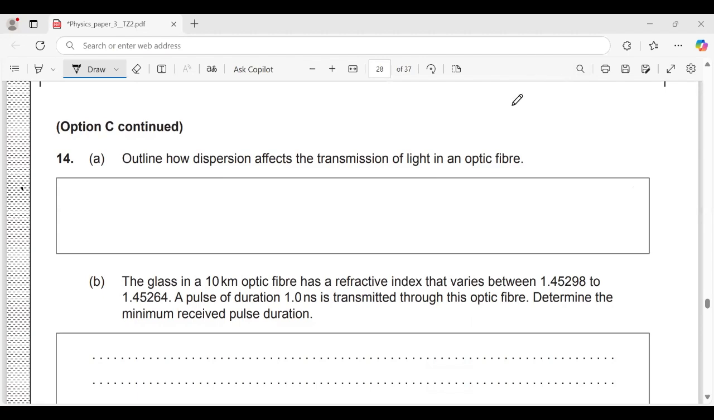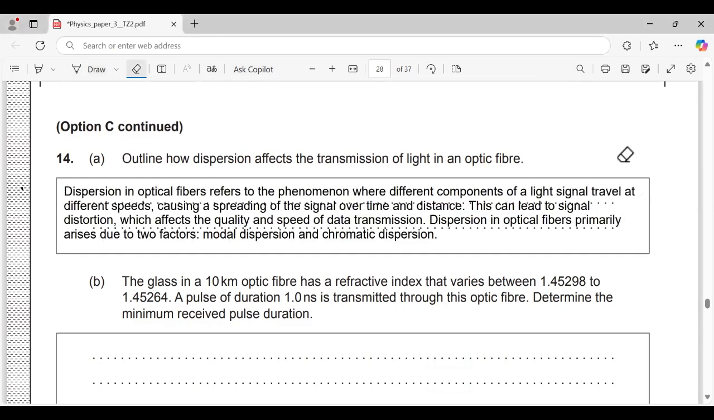Number 14, outline how dispersions affect the transmission of light in an optic fiber. I have provided my explanation, so I will not explain it, because I have to explain the calculations. Okay, you may add something or you may copy these explanations, in my opinion. Next.